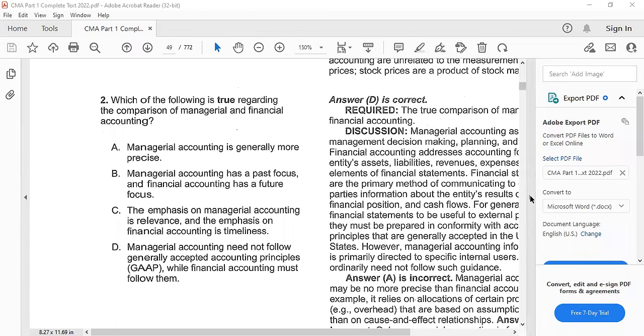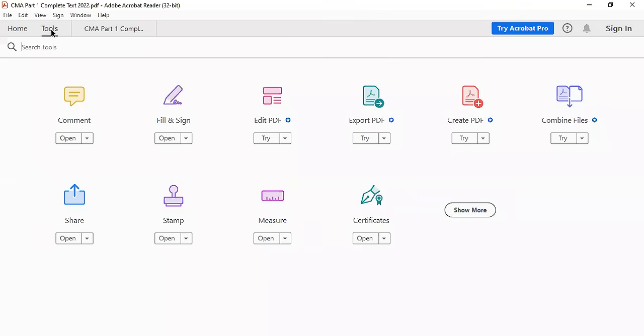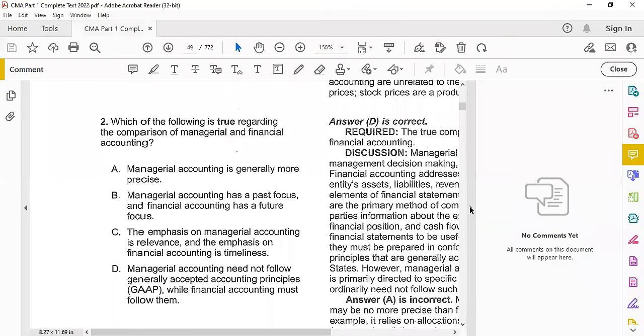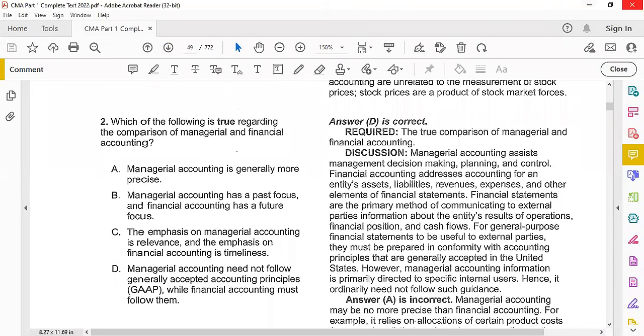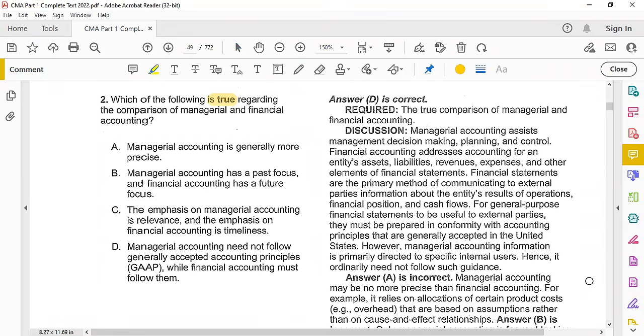Question number 1. Please read the question, guys. They are saying, which of the following is true regarding the comparison of managerial and financial accounting? Don't look at the answer. I will ask you why it is true or false.